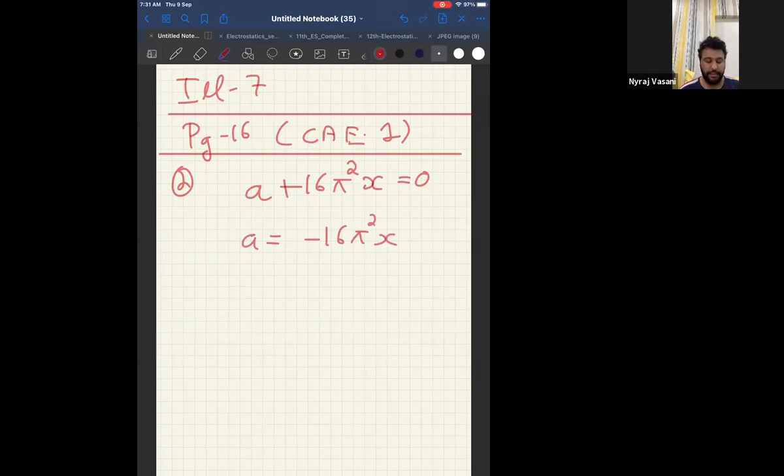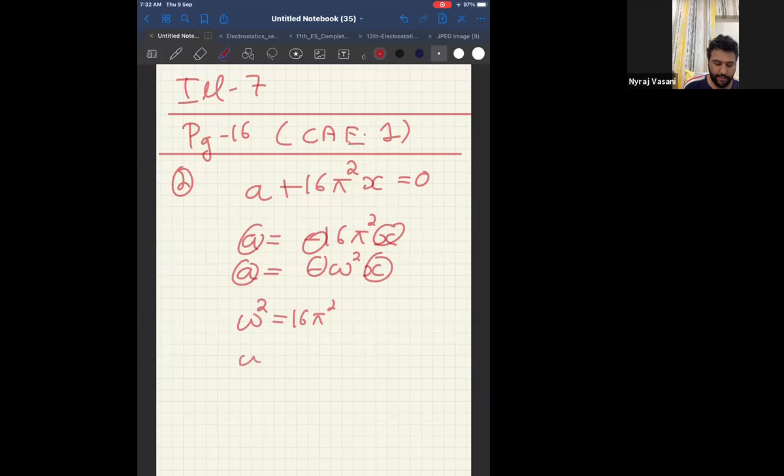They are saying acceleration is 16 pi square x, or I can say a is equal to minus 16 pi square x. Now, if I compare it with my general equation of acceleration, which is minus omega square x, correct? Comparing, I get omega square is equal to 16 pi square.